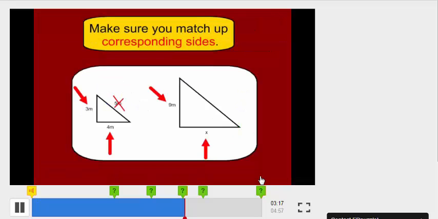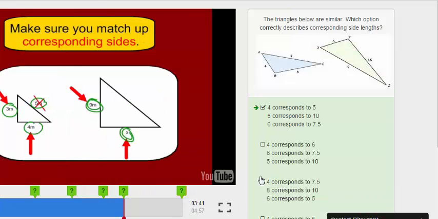Okay. Now this is pretty important. Remember, in the first couple examples I just did, I only labeled two sides. If all three sides are labeled, make sure you're comparing the same two sides. And you're not comparing, for example, using this number, and then this side and this side. That wouldn't be accurate. The answer to this question would be 4 corresponds to 5, 8 corresponds to 10, and 6 corresponds to 7.5.